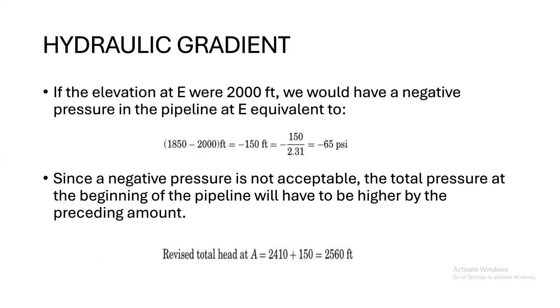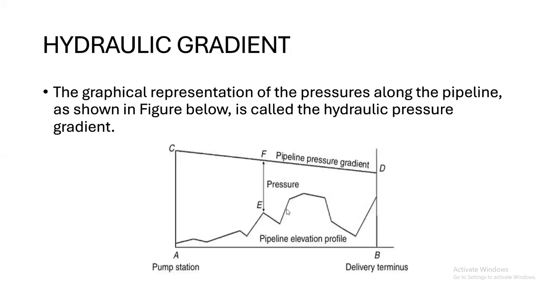If the elevation at E were 2000 instead, we would have a negative pressure in the pipeline at E equivalent to minus 65, which means now at E your graph, this one will be below this one. It will cut like this. Then remember, whenever that hydraulic grade line passes under your pipe elevation profile, which means we have a slack flow, which means some part of that pipe, wherever the hydraulic grade line is below the pipe profile, then we have a slack line flow. It will be flowing partially.